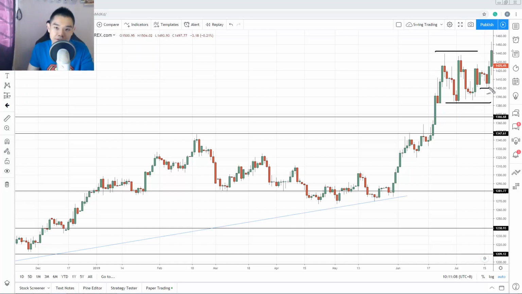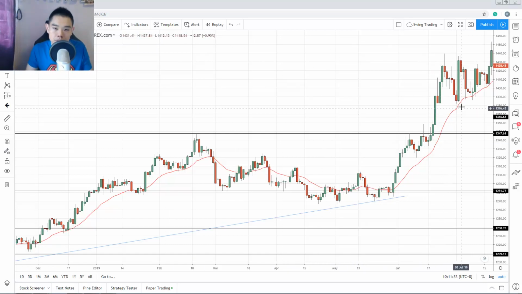Can you see now that I have market structure, this one over here and this one over here, that could support these higher prices. Whereas previously, I didn't have this market structure earlier. And on top of it, if you were to pull out the 20 MA, you notice that the price is above the 20 MA.